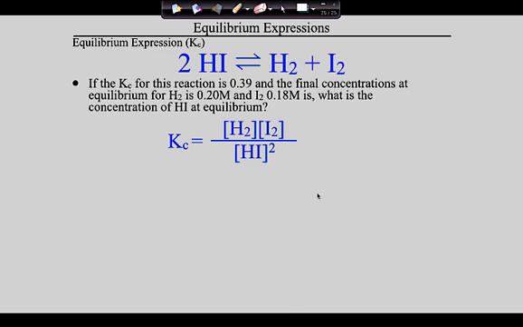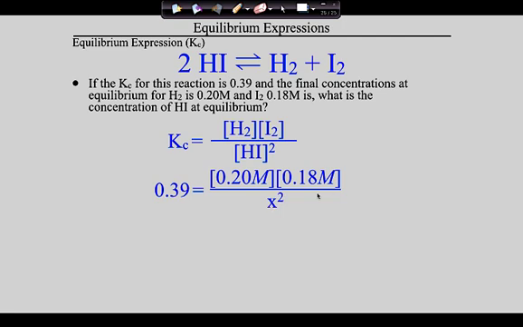Now that you've had a chance to plug in the data, you'll notice that Kc is given to us as 0.39. Notice that this Kc value is smaller than 1. So that would tell us that this reaction favors reactants. Remember from our previous slide, Kc values less than 1 favor reactants because reactants are in the bottom of the fraction. But moving along, they gave us the molarities of the H2 at 0.20 molar, and the I2 at 0.18 molar. Now what we're solving for is the concentration of HI, and we'll call that x.